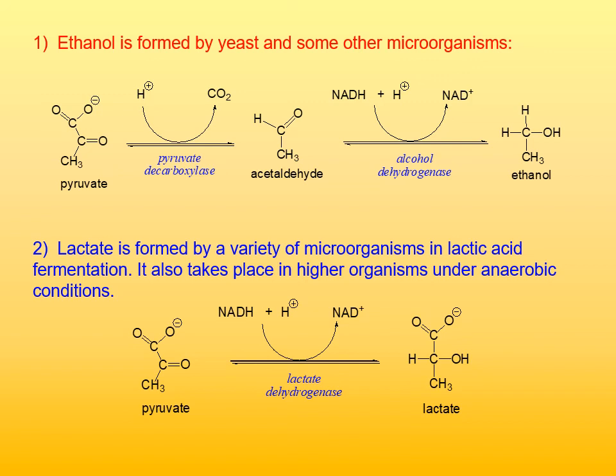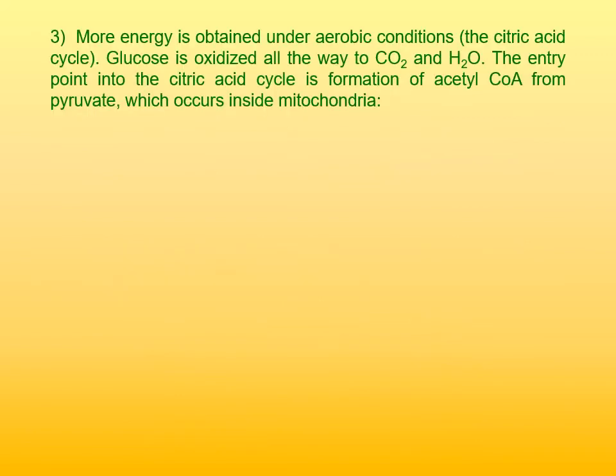Now, lactate is metabolic dead end. In humans, it is exported into the blood and carried to the liver for gluconeogenesis and then eventually back for production of glucose. Much more energy is obtained under aerobic conditions, and that's so-called citric acid cycle, which we'll be covering a little bit later in this course.